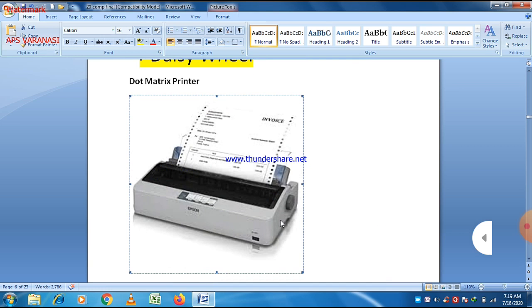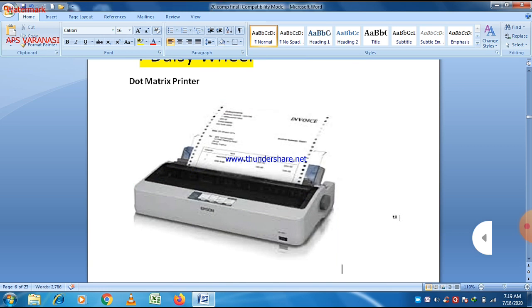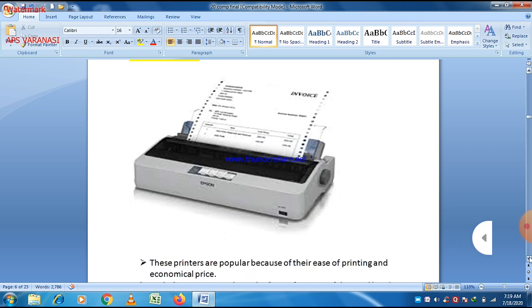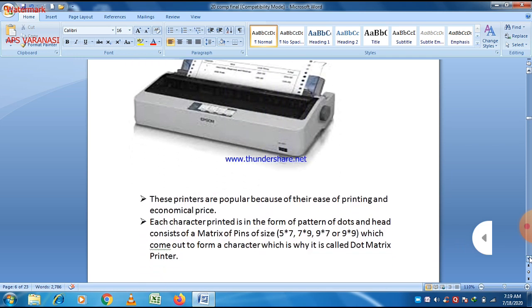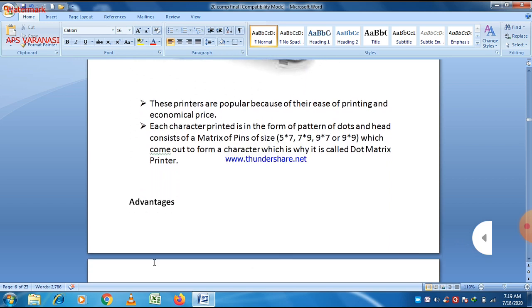You can see here, this is a diagram of a dot matrix printer, and you can easily see the printout in the form of different dots. So every character is made up of dots. So picture quality is not very high in the case of dot matrix printers.